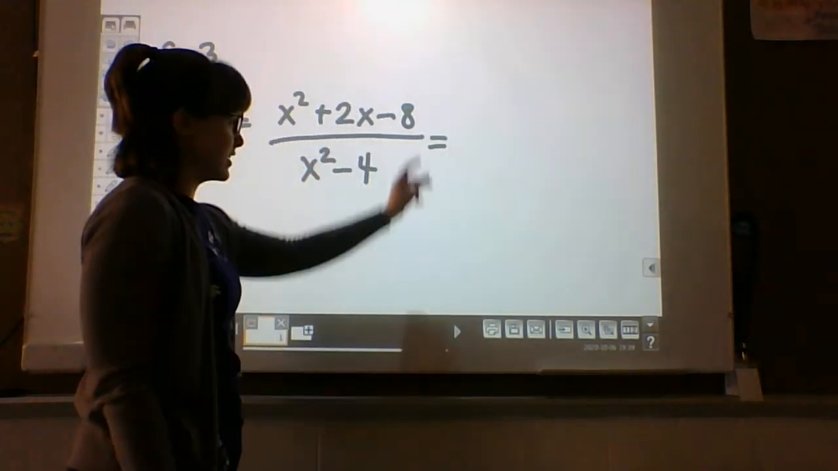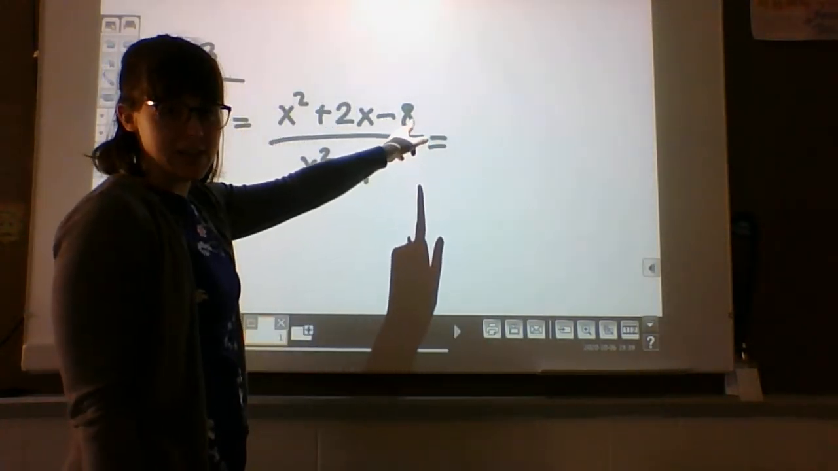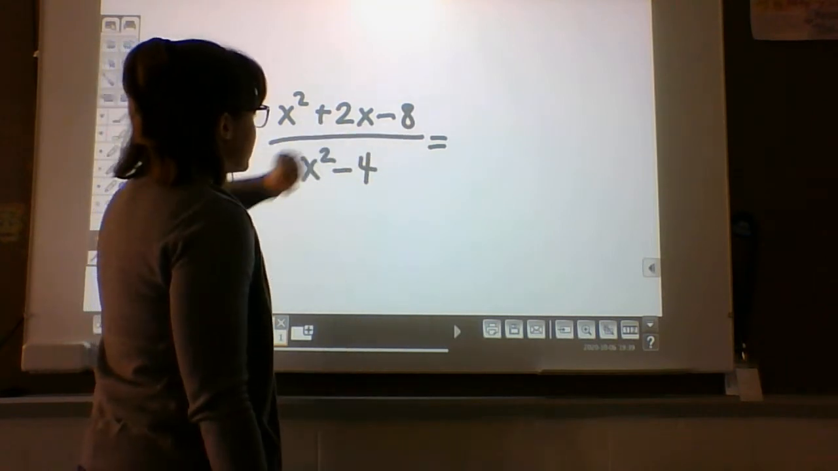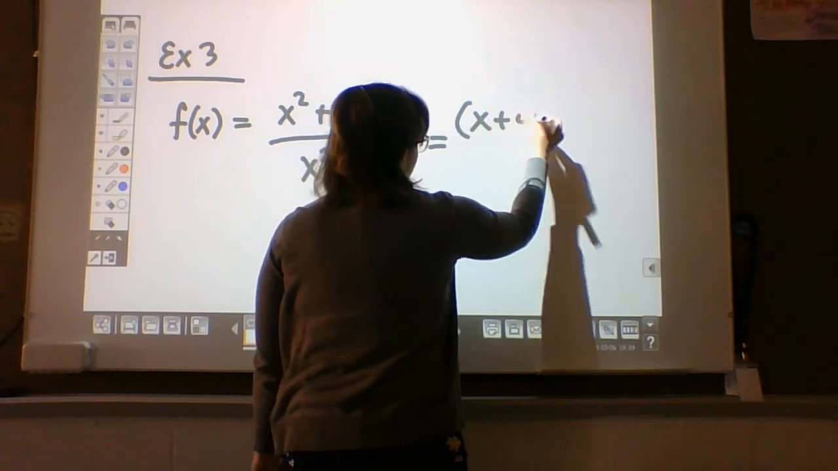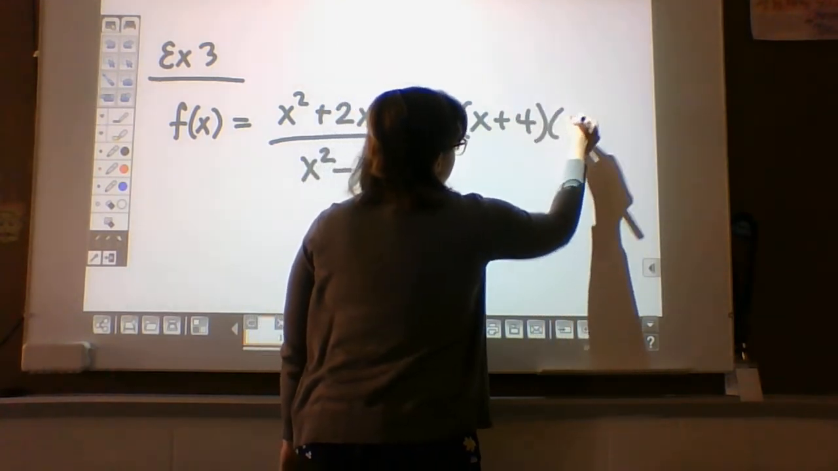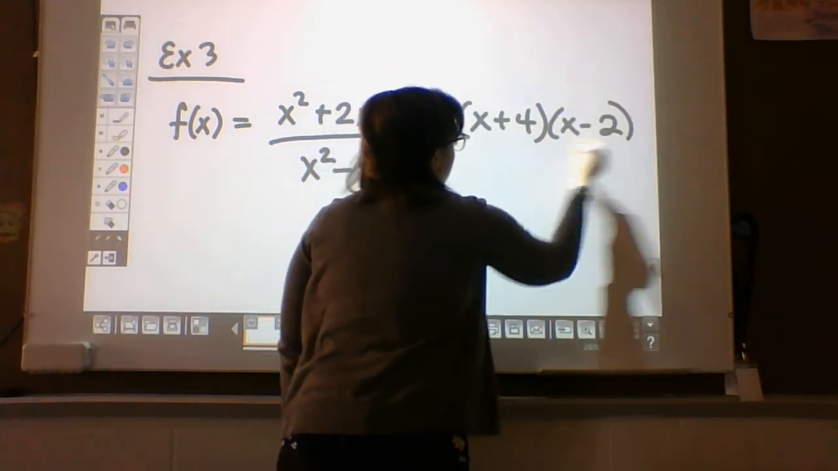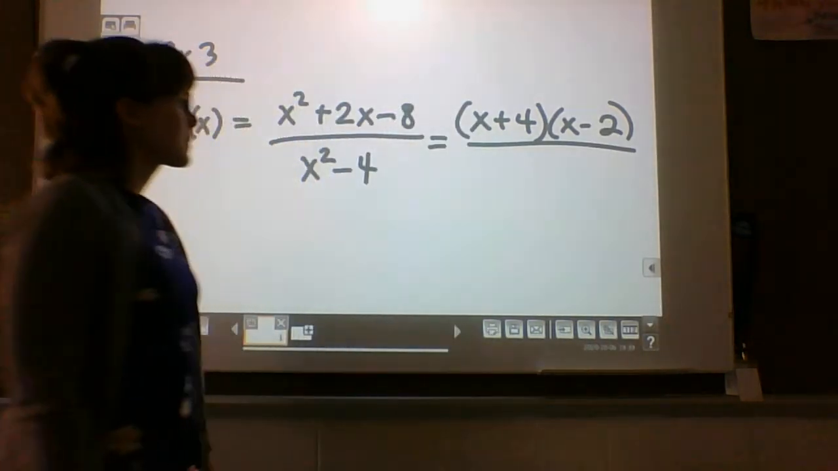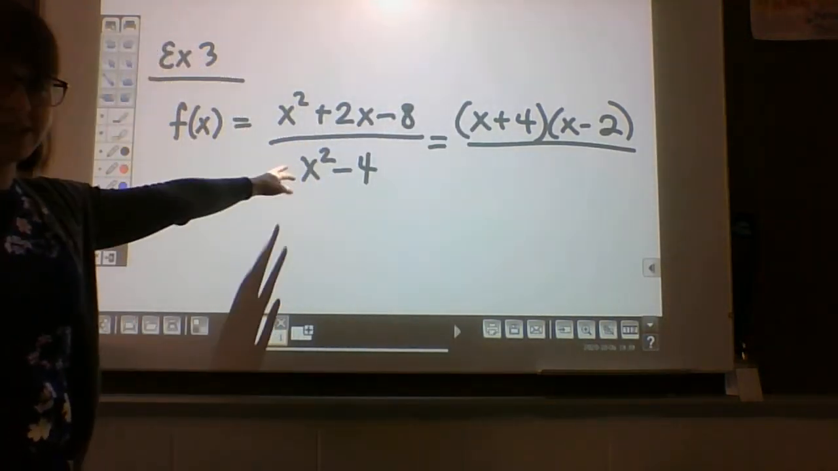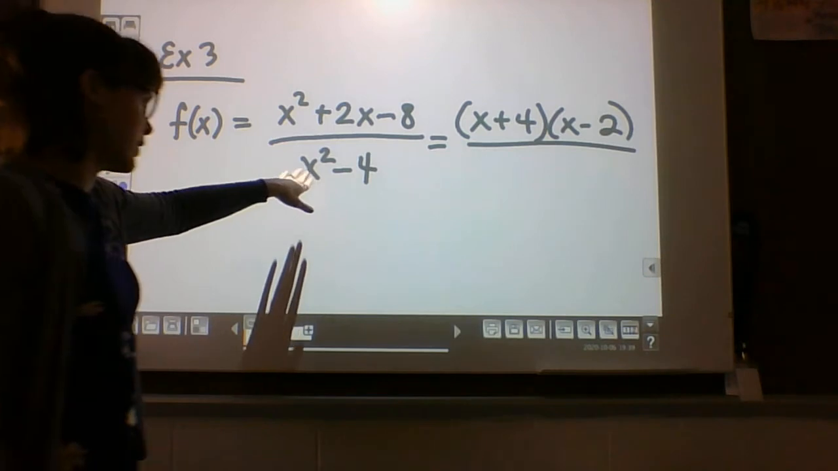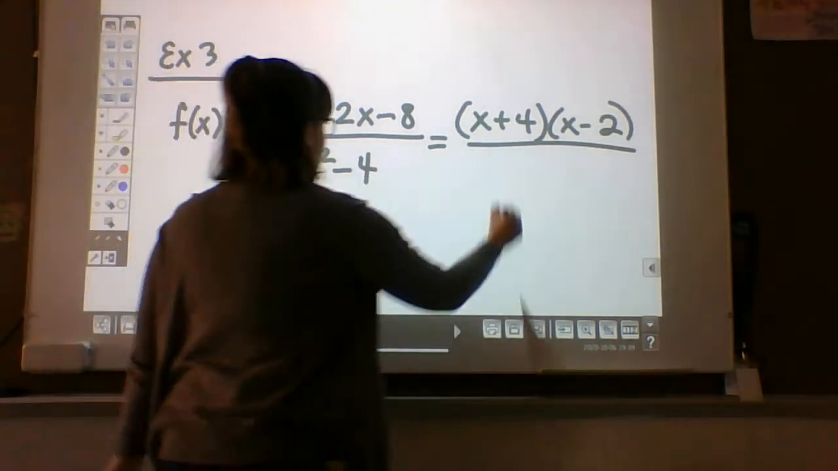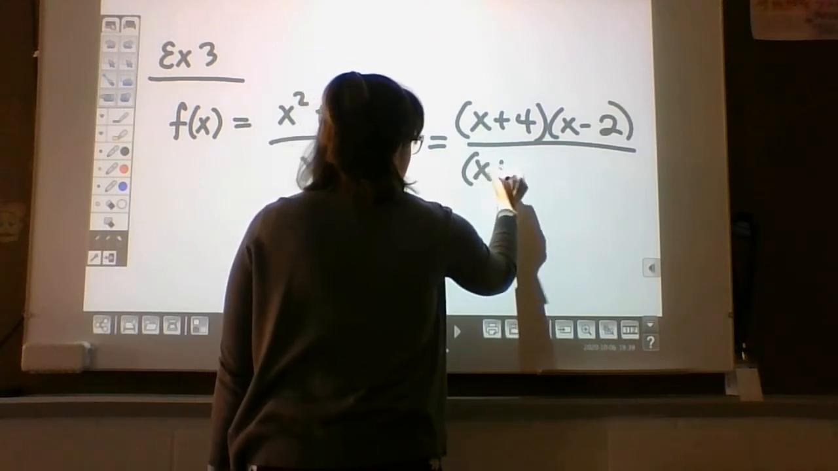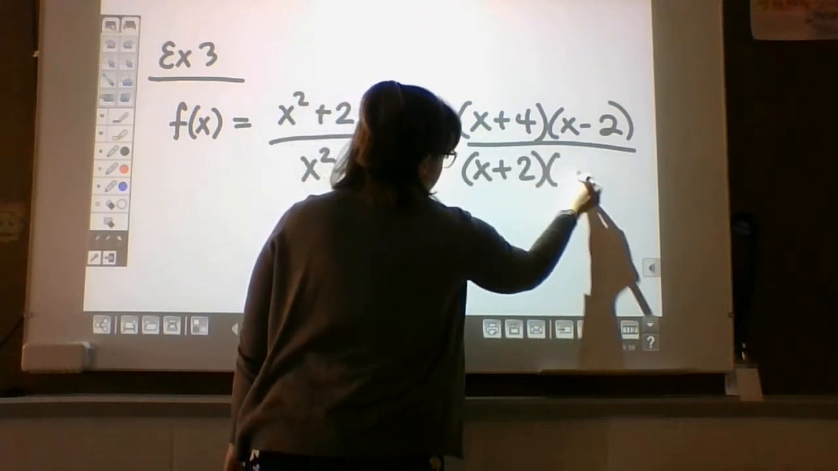Okay, so on the top, we're thinking about what we could multiply to get -8 that would add up to be 2. So that would be x plus 4 and x minus 2. Okay, and then on the bottom, this is a difference of 2 squares. So the square root of x squared is x, and the square root of 4 is 2. So it's going to look like this. x plus 2, x minus 2.